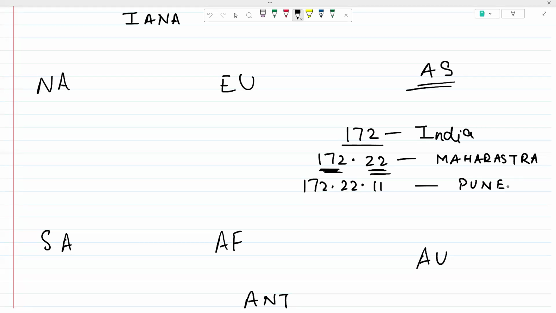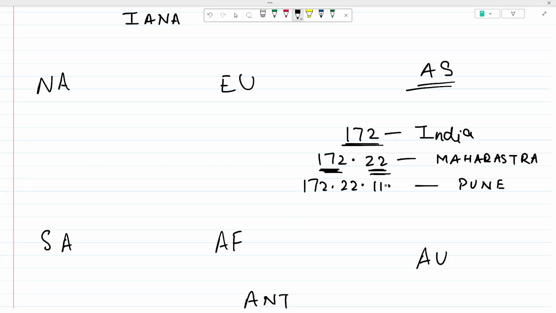So all the people in Asia will have an IP address starting from 172. All the people in India will also have an IP address starting from 172. Then all the people in Maharashtra will have an IP address starting from 172.22. Then in Pune, all the people in Pune will have an IP address starting from 172.22.11.